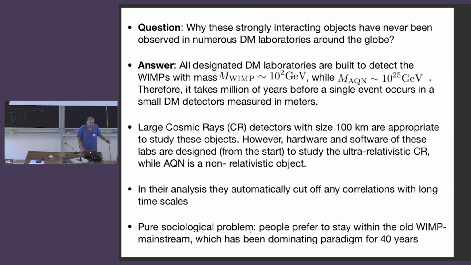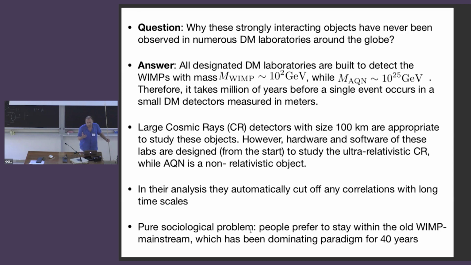What dark matter labs do, they just search for WIMPs, which is a 100 GeV scale normally, maybe a little bit more, a little bit less, but that's the main scale. Now we are talking about a dramatically different scale. Therefore, it takes millions of years before any single dark matter lab would observe a single event here. On the other hand, cosmic ray labs are just perfect in terms of size, because they are 100 kilometers in size. And in principle, they could observe it.